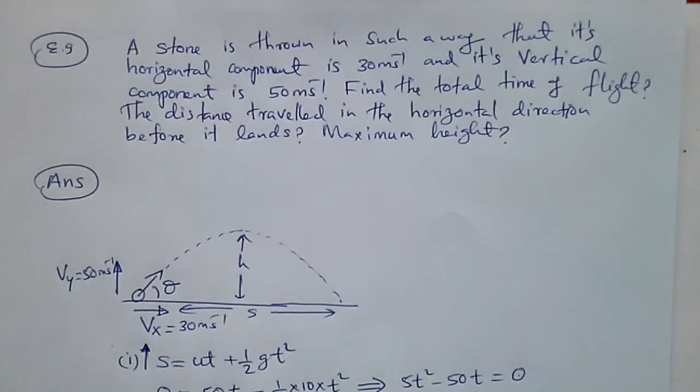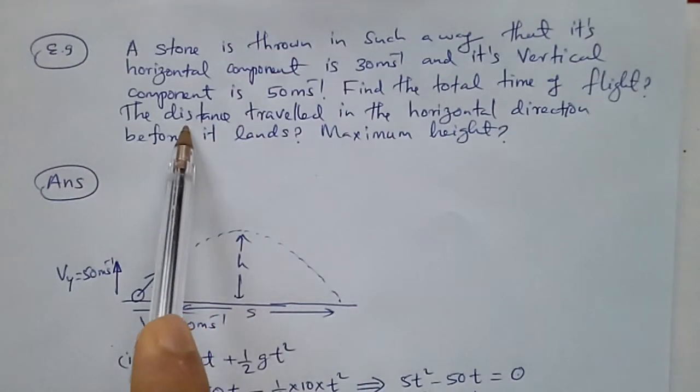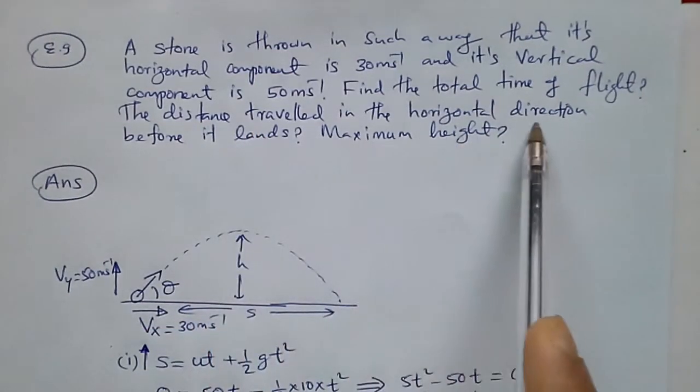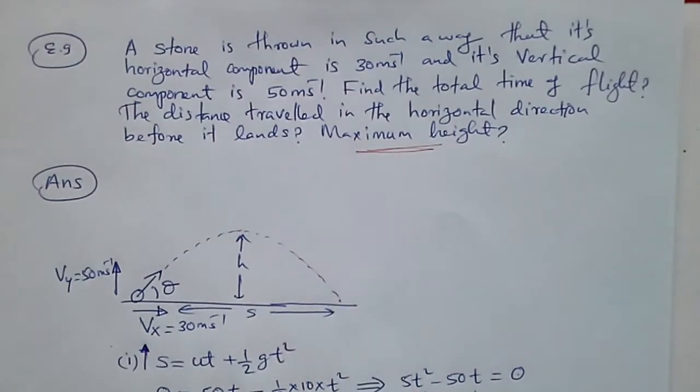A stone is thrown in such a way that its horizontal component is 30 meters per second and its vertical component is 50 meters per second. You need to find the total time of flight and the total distance traveled. You need to find the total distance traveled in the horizontal direction and the maximum height. So this is your problem.